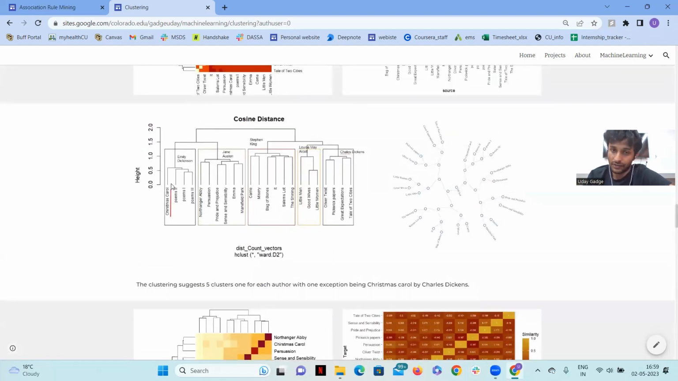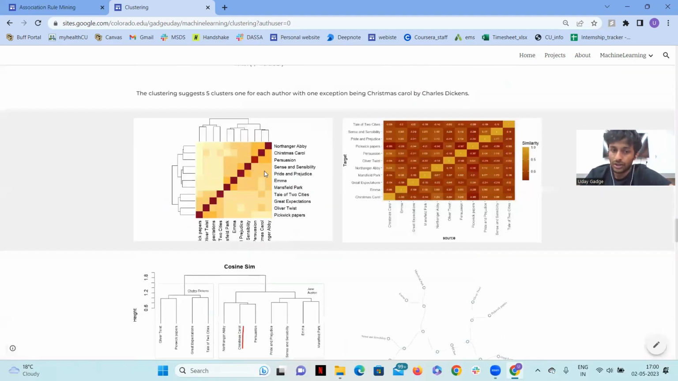One interesting thing that I found here is that A Christmas Carol, which is a book written by Charles Dickens, is not clustered with his other works, but is closer to Emily Dickinson. And that's interesting. And as you can see, Jane Austen and Emily Dickinson are more similar to each other than they are to Stephen King, Louisa May Alcott, or Charles Dickens. And that can be explained because Jane Austen is a British author and Emily Dickinson is a poet, so they might have some similar vocabulary compared to the other 3 authors.